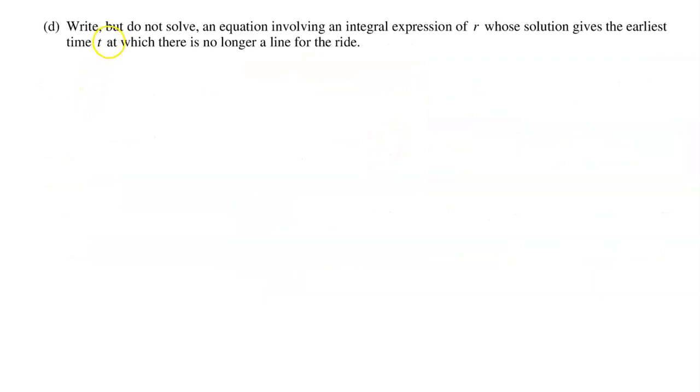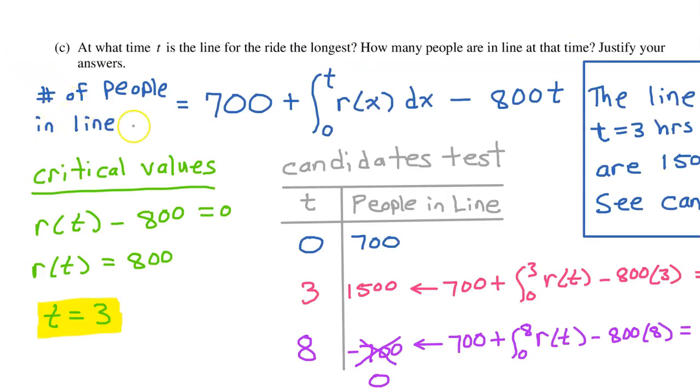Part D. Write but do not solve an equation involving an integral expression of r, whose solution gives the earliest time t at which there is no longer a line for the ride. Remember that equation we used for the Candidates Test? Let's use that equation again for Part D.